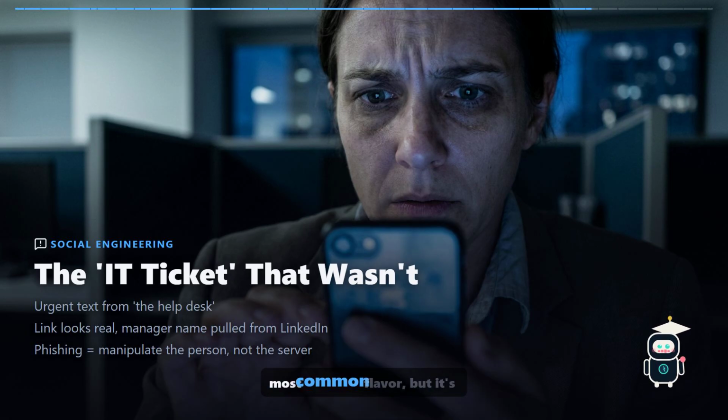Phishing is the most common flavor, but it's all the same move. Use urgency, fear, or familiarity to get a human to open the door. The defense is less trusting by default. Verify requests through a second channel, check the sender, and slow down whenever anyone pressures you to act fast. A firewall can't stop an employee from typing a password into a fake page.